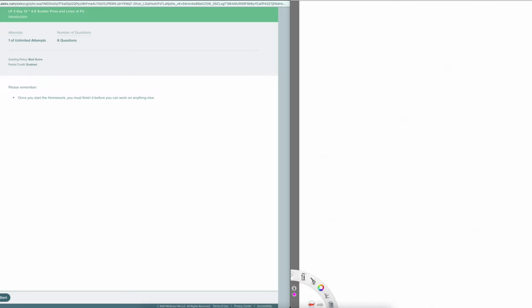All right, welcome to Chapter 4, Section 5, Scatter Plots and Lines of Fit. This is for IM1, or Integrated Math 1. So before we get started, I'm just going to go over the screen like I normally do.